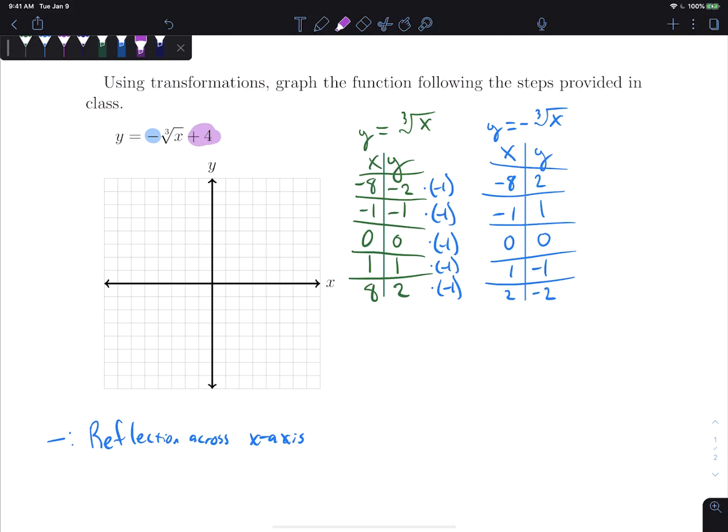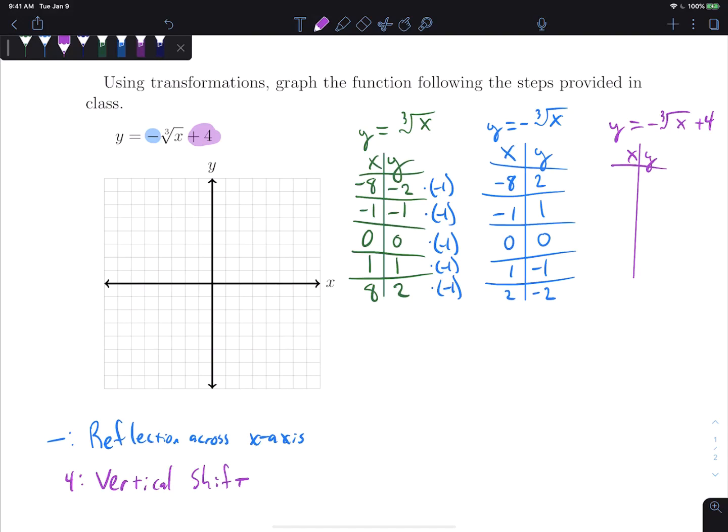Next, let's look at that plus 4. So that's going to give us y equals negative cube root of x, and then plus 4 on the outside. Now, notice that that plus 4 on the outside means just 4, and it's a vertical shift. So it's a vertical shift of 4.